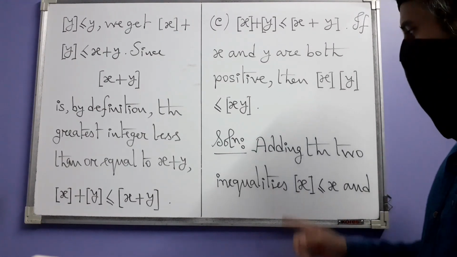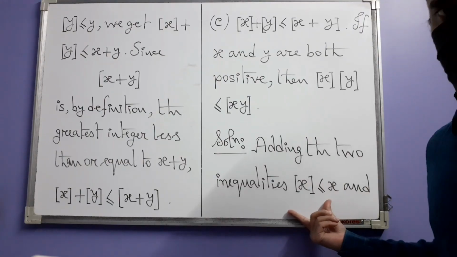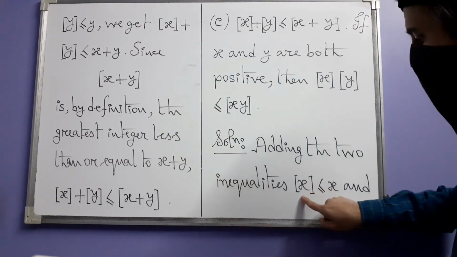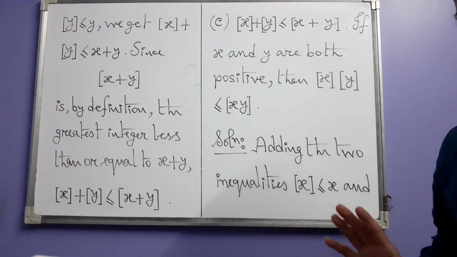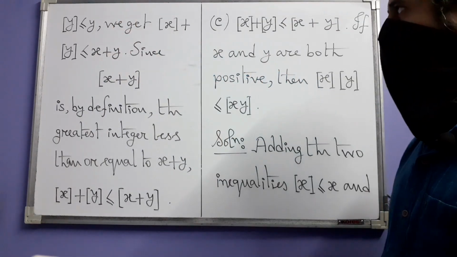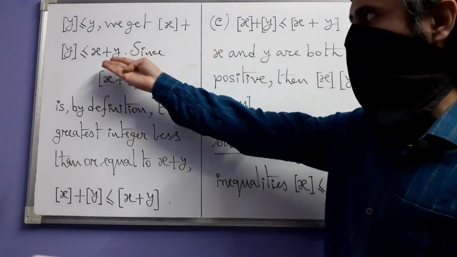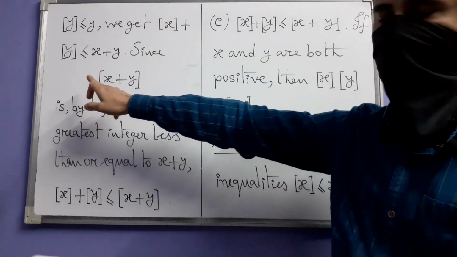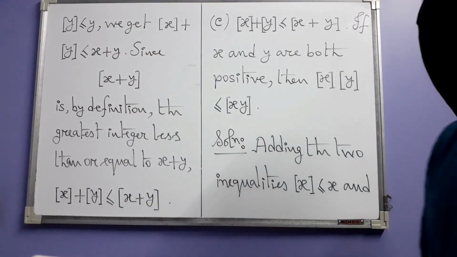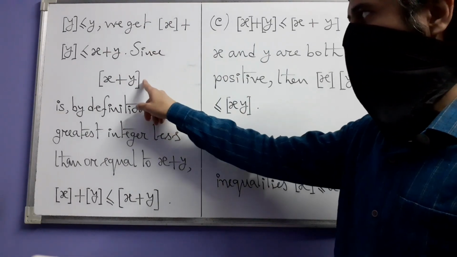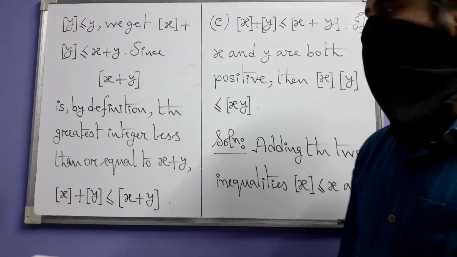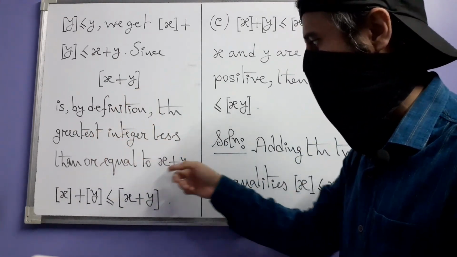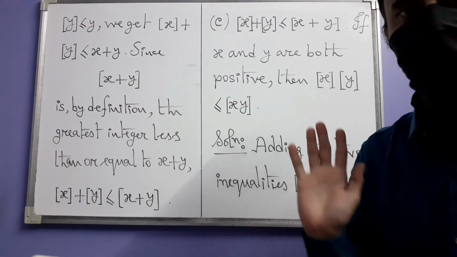So we start the solution by adding these two inequalities, this one and that one, which of course we already know: the greatest integer value of x is less than or equal to x, similarly for y. So doing the addition, this is what we get. The greatest integer value of x plus the greatest integer value of y is less than or equal to x plus y. Now we recall the definition of this. By definition, this quantity is the greatest integer less than or equal to the real number x plus y.